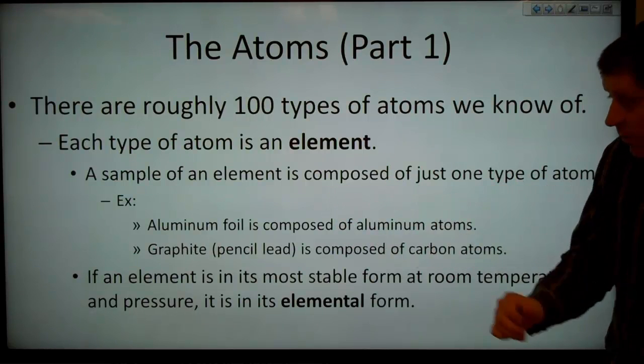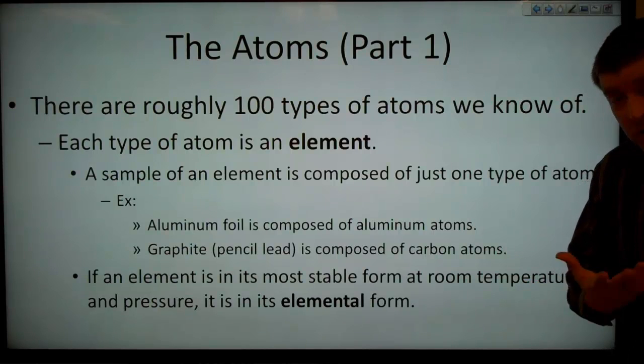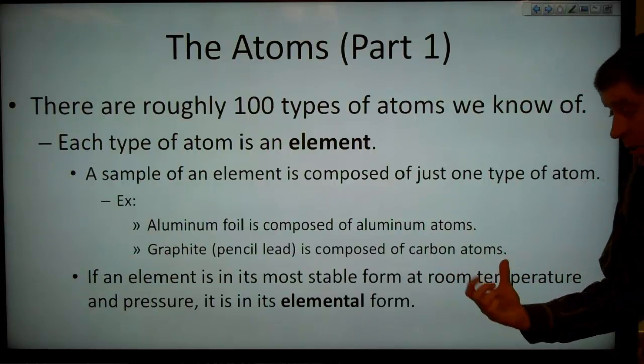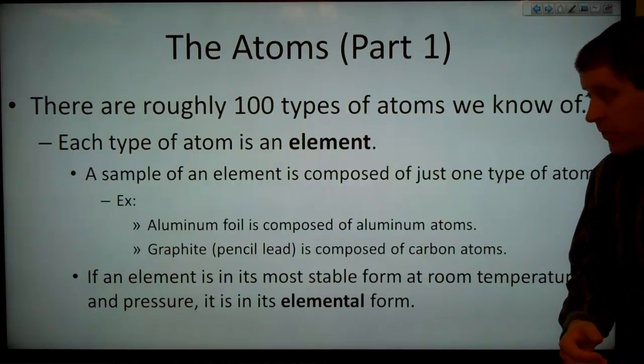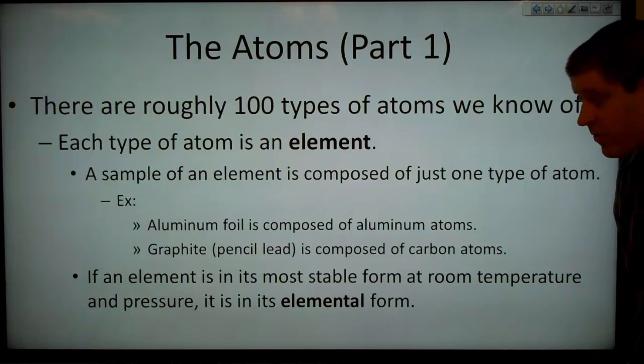For example, aluminum foil is composed only of aluminum atoms. Graphite, which is pencil lead, is composed of carbon atoms and nothing else. If an element is in its most stable form at room temperature and pressure, it's called its elemental form.